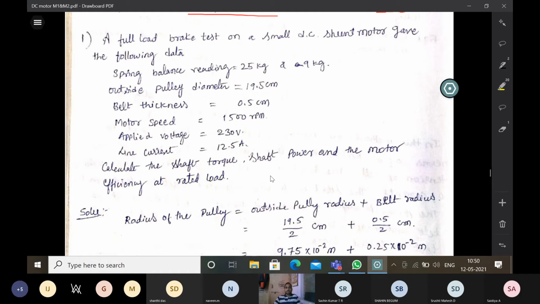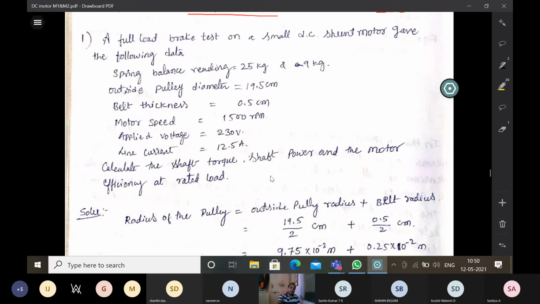Okay, this is the question. The question does not tell us which test it is. So it could be a direct test, indirect test, simple test, or regenerative test, it is not given. You have to observe the question: what are the things that are used in this?